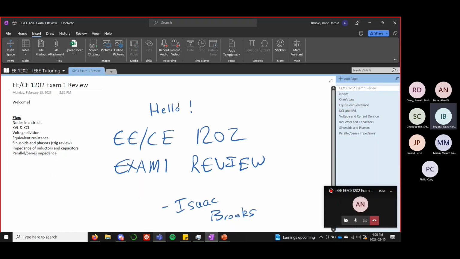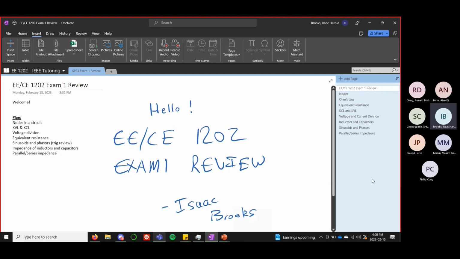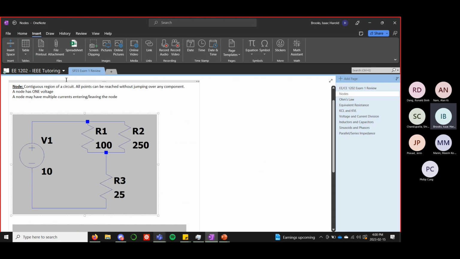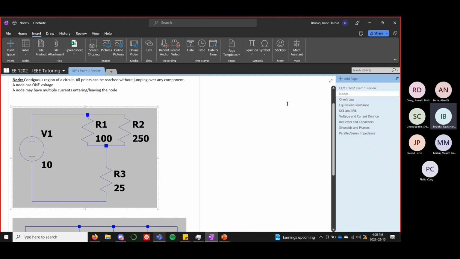This is recorded. So the first thing that we're going to go over is nodes in a circuit and counting nodes and understanding nodes. So you probably learned this last semester as well, but nodes are a region of a circuit that can be reached without jumping over any component. And every point in the node has the same voltage. And you might have many currents coming in or exiting the node. So if I give you this circuit right here, can anyone tell me how many nodes there are?